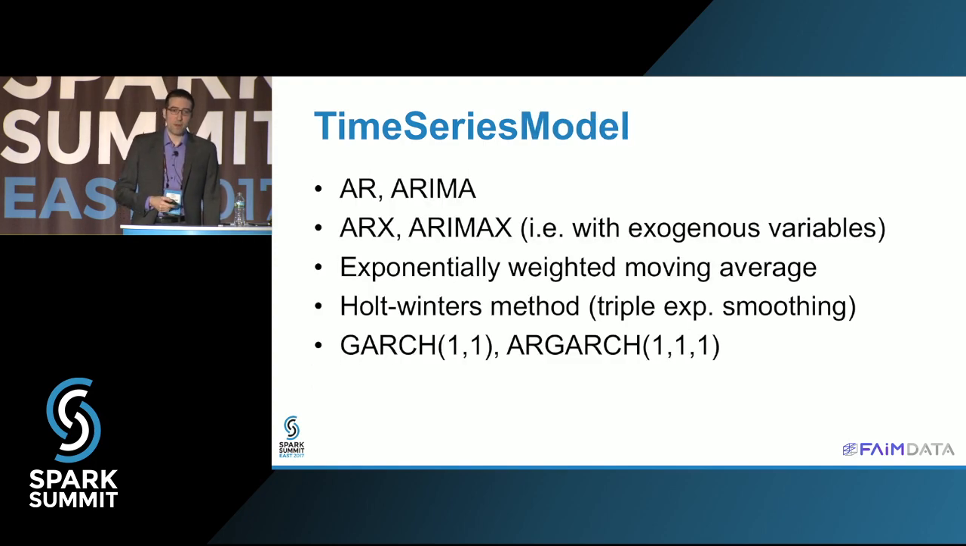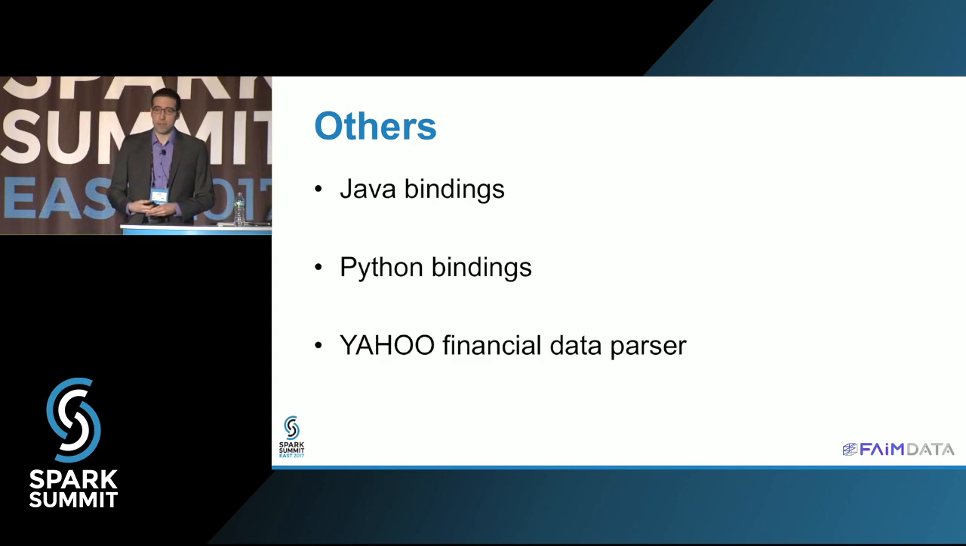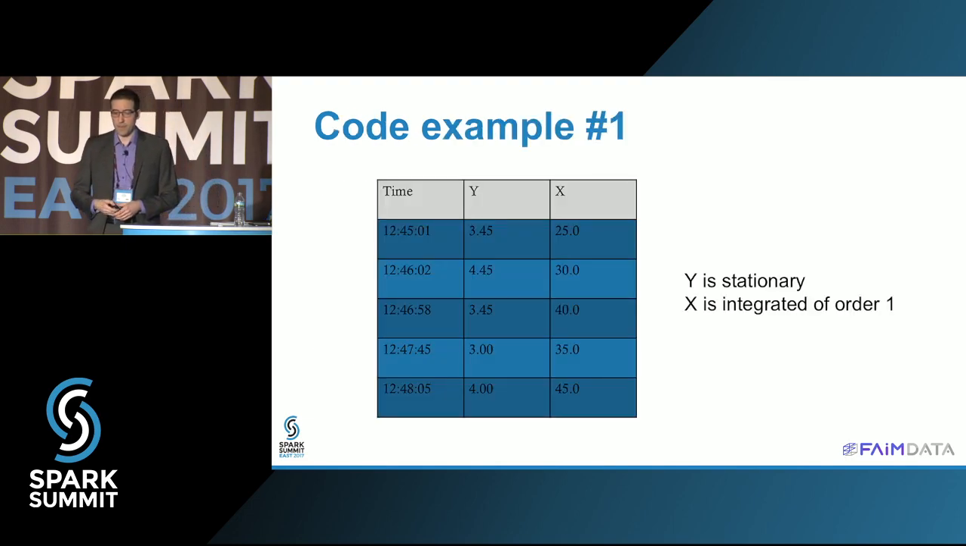Some of the time series models that we support: we have autoregressive, ARIMA, autoregressive and ARIMA with exogenous variables. We have exponentially weighted moving average models. We have the Holt-Winters method, which I will explain in the second code example. And we have some special cases of the conditional heteroscedasticity models. So the library was written in Scala natively, but if you're a Java programmer or Python programmer, we have bindings also for that.